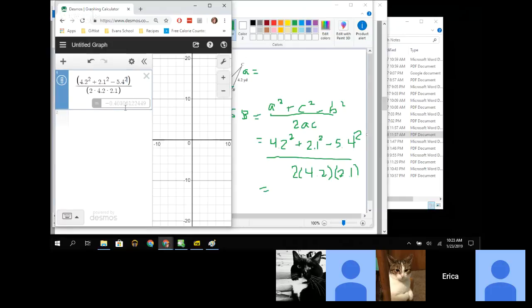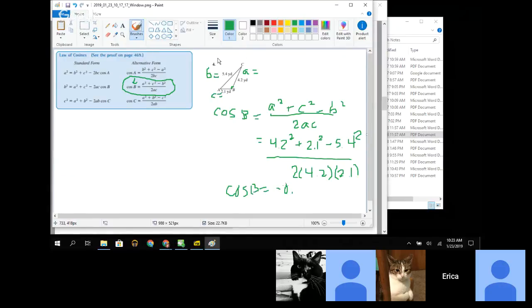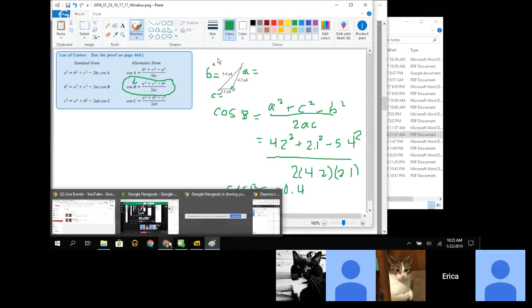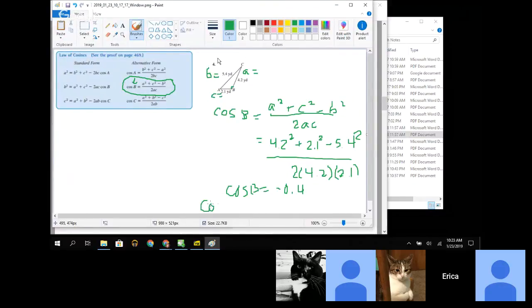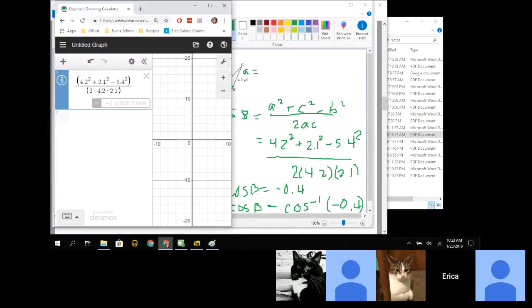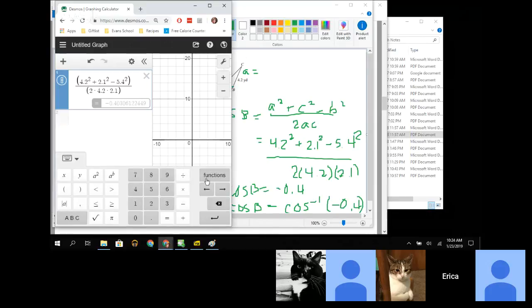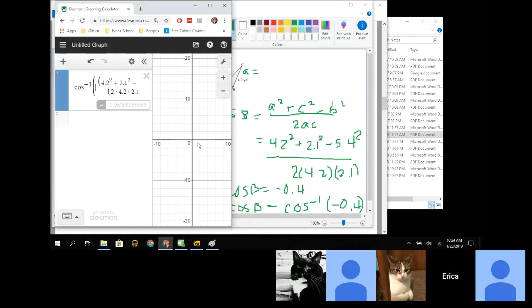What I like to do is write this down, right? I agree that the cosine of B equals negative 0.4, and so on. But to solve for B, I'm going to have to take the inverse cosine of both sides. So I'm going to take my whole Desmos value here, and way out front, I'm going to take the inverse cosine of everything. I need to make this bigger.